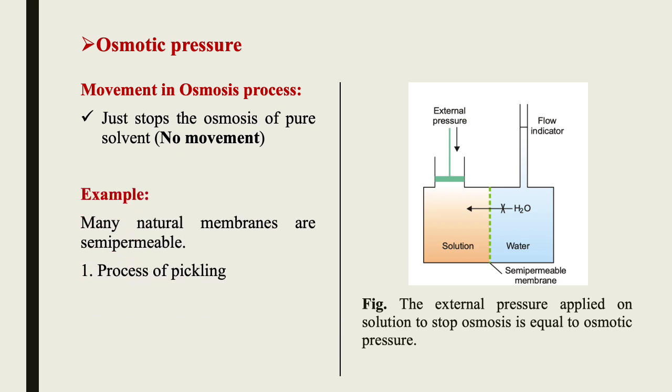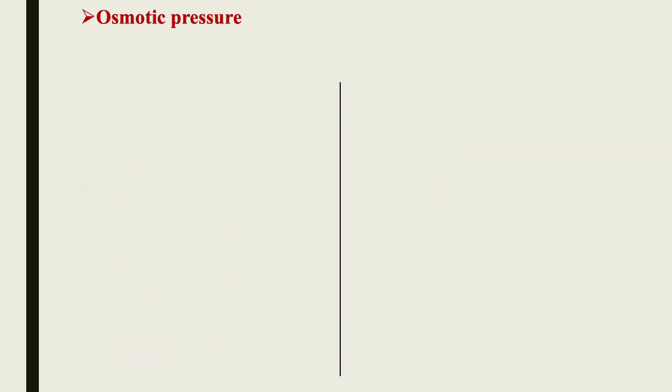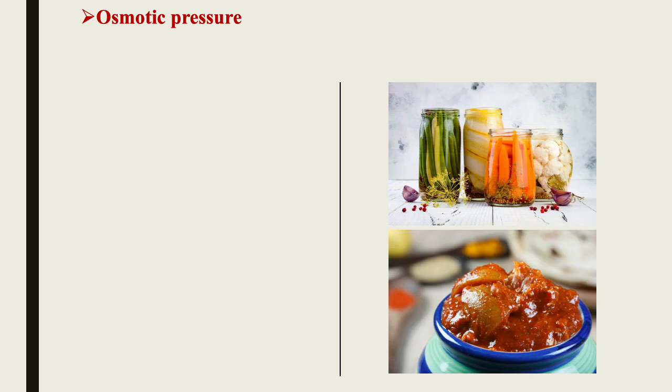So what are the examples of osmotic pressure? Many natural membranes are semi-permeable. The best example is the process of pickling. As in day to day life, we eat pickles. That is the best example of osmotic pressure. So how does this osmotic pressure work in pickling? As you can see on the right hand side, these are the types of vegetable pickles. This is, I think, cauliflower pickle, this is carrot pickle, this is cucumber pickle, and this is mango pickle.